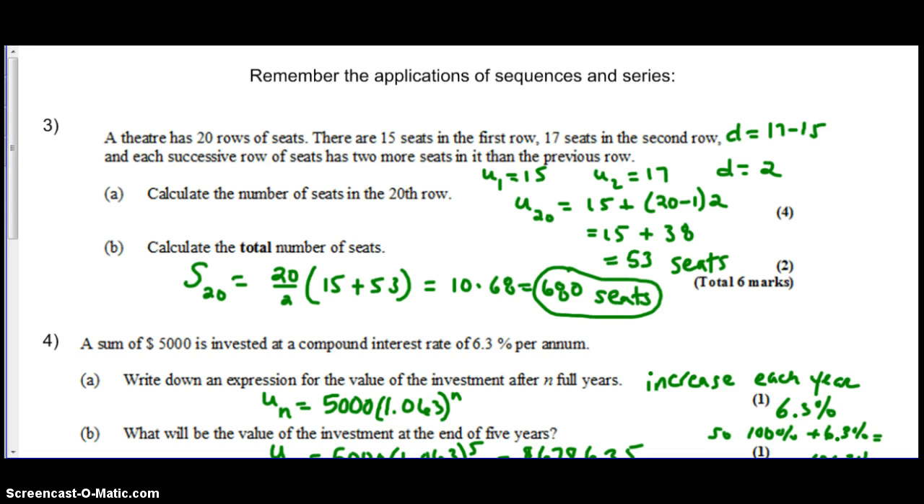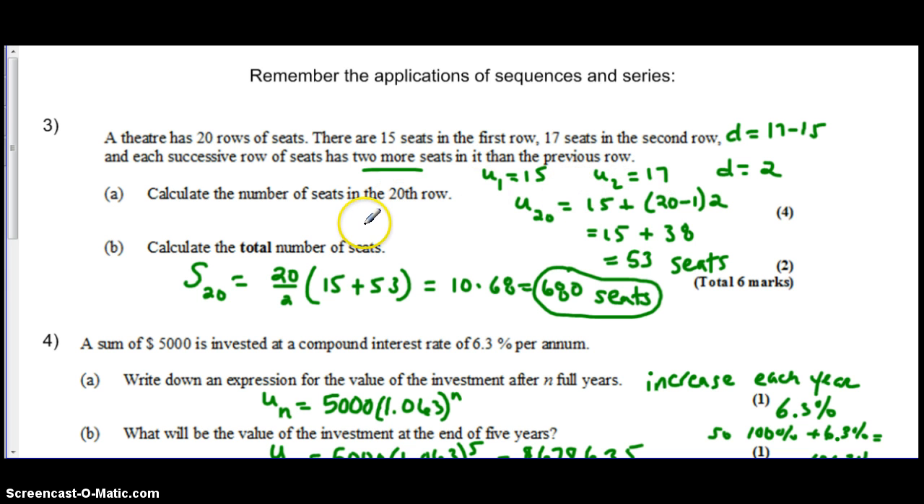So the first thing to realize with problem number 3 here is that it's arithmetic. Each row we're adding 2 seats on. So our first row is 15 seats. Our second row is 17. So to find our difference, we do 17 minus 15, which is 2. Also, they tell us the common difference in there is 2 more seats than the previous row. So sometimes we can find it 2 ways.